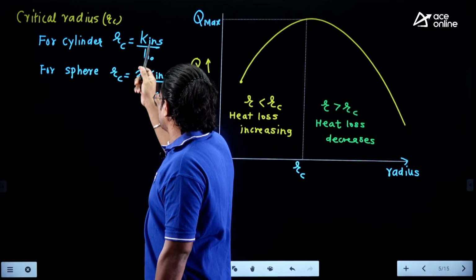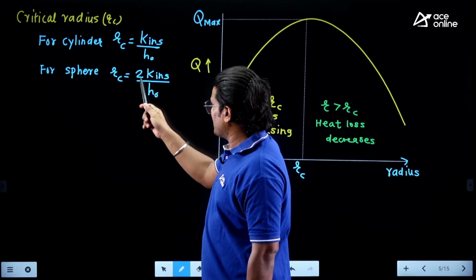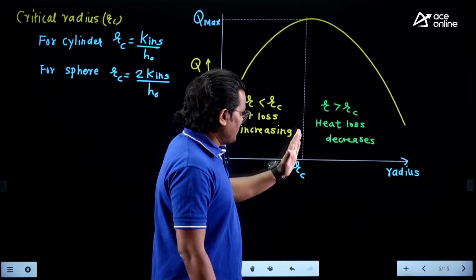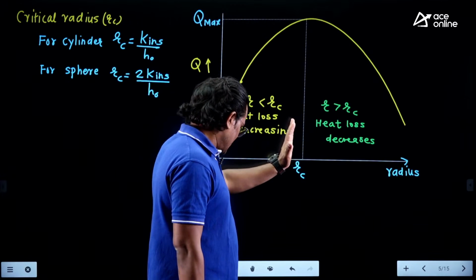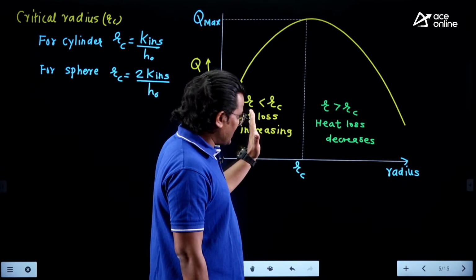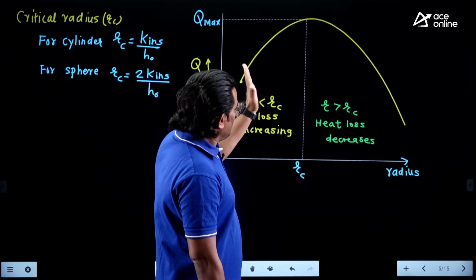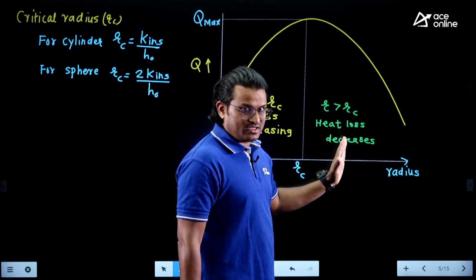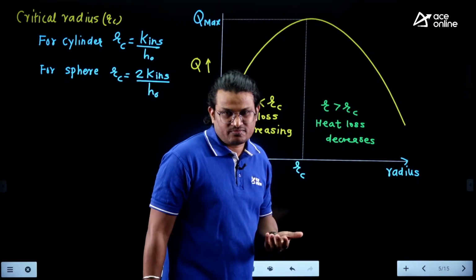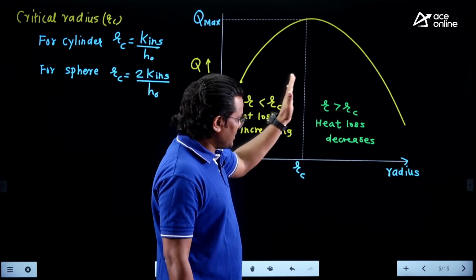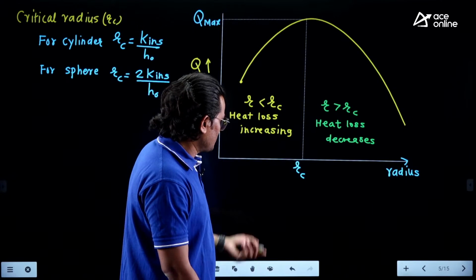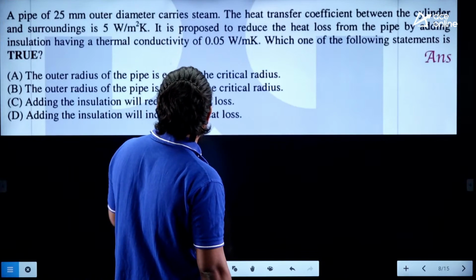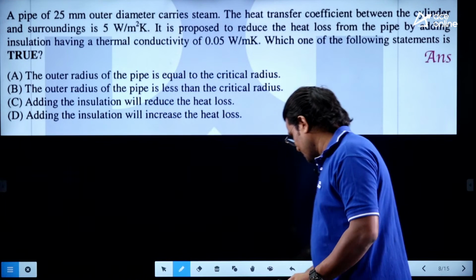So remember one thing. For the cylinder, RC is equal to K insulation by H. For a sphere, 2K insulation by H. So you will get the radius RC, and whatever the radius is given in the question, if that radius is less than RC, then due to insulation the heat loss is increasing. And if whatever you are insulating is greater than RC, then heat loss decreases. So please listen carefully. Now I will show you one question so that it will be clear for you.